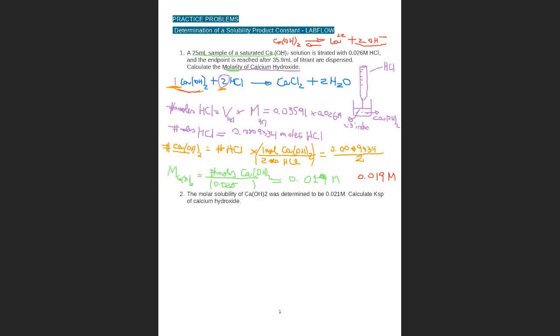Very good, Kyuhan. Thank you. Kevin, did I answer your question? Yeah, well, kind of. It's pretty much exactly like the first problem, where it says a 25 milliliter sample of saturated calcium hydroxide is titrated with HCl, and then it's asking for the concentration of the hydroxide ion. So it's pretty much the exact same thing as number 1, but it's asking for the concentration of hydroxide.